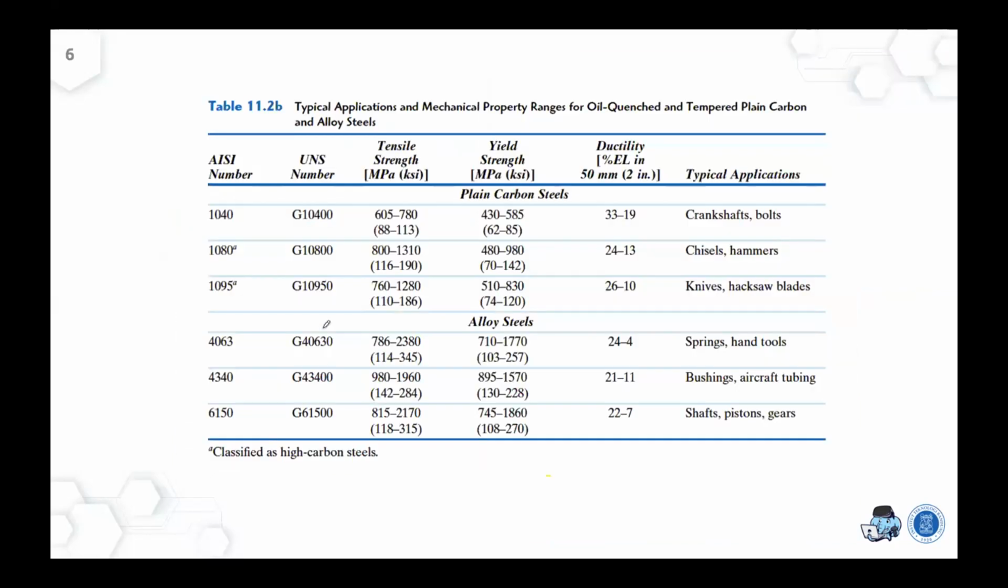And this one is the typical alloy for oil quenched and tempered plain carbon and alloy steel. You can see some other AISI numbers as well, or UNS, the Universal Numbering System. Here it can be used for relatively medium or high carbon. It can be for hammers, bolts, knives, springs, bushings, shafts, and so on.